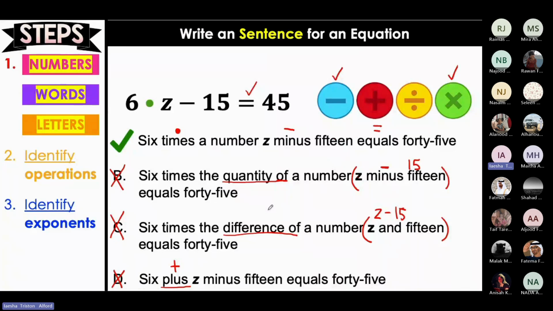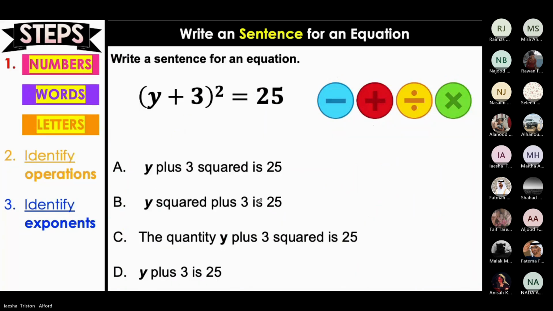So on this question, make sure you're reading very carefully because sometimes the words can be confusing. Try again. What kind of symbols do you see? You see any subtract? No. Do you see add? Yes. Do we see any divide? No. Do we see any multiply? No. What else do we have? We know we have exponents.